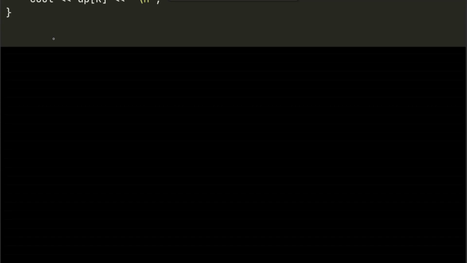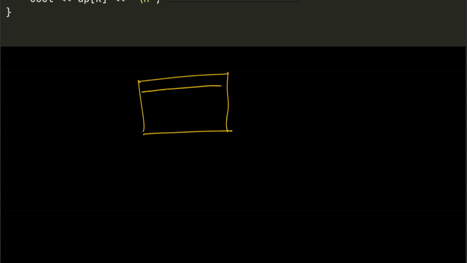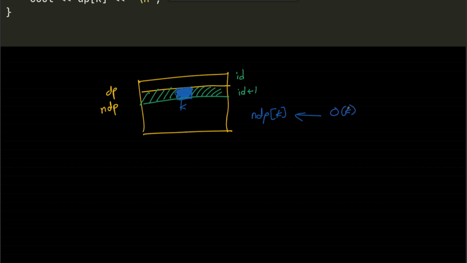Right. So let me also give you an overview. Initially we had this dp array, and we need to update the next dp array, where this denotes the dp values for index id, and the next one would denote the dp values for index id plus 1. Now updating any index in the next one, say dp of k, required order k time complexity because it took the sum of elements in a particular range in the previous one, right?